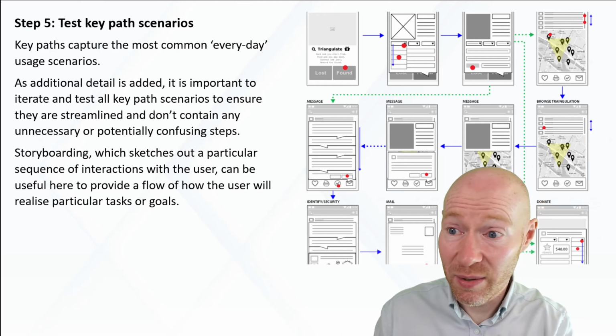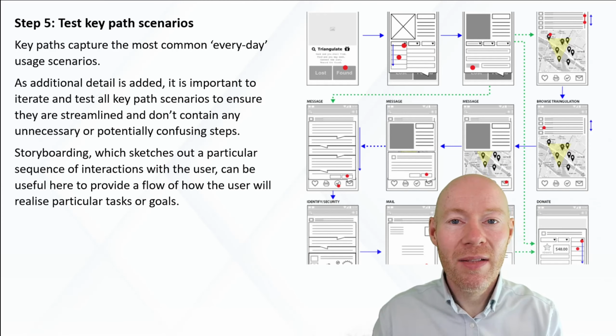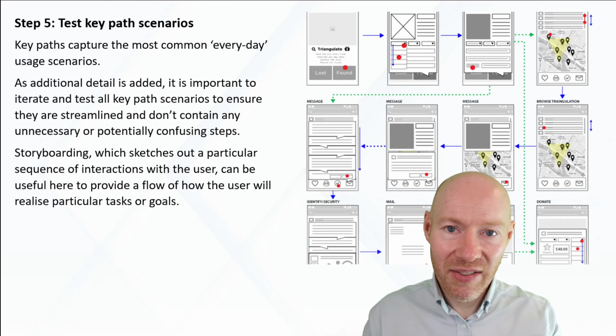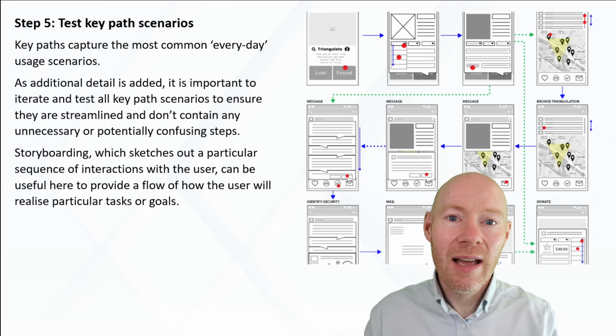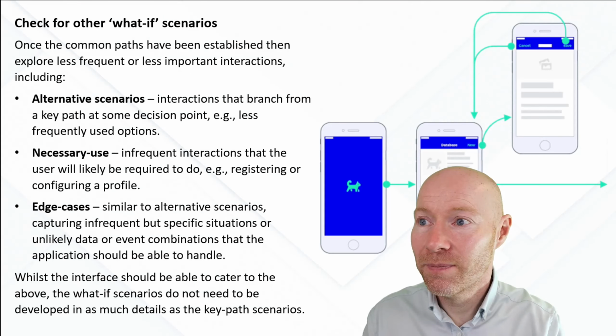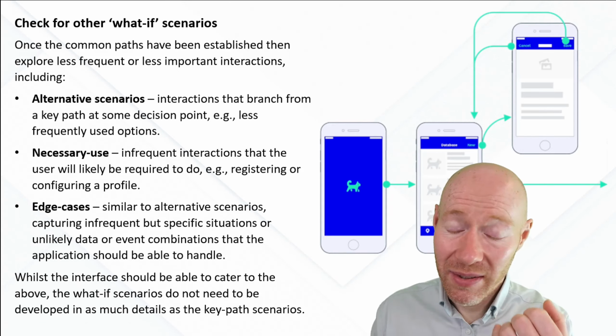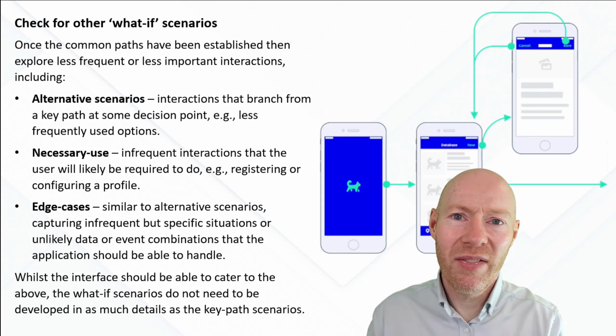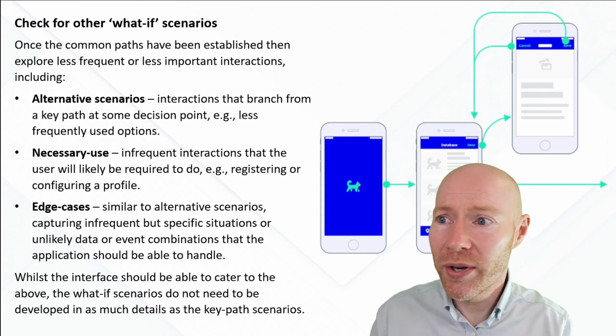And storyboarding is a particular technique we can use there. So that takes us through the actions that the user would do. It helps set them out as a linear story, and that again helps us identify and optimize for those key paths. Once we've done the key paths, that's the most important bit. At this point, it is now appropriate to think about the other scenarios, other what-if scenarios.